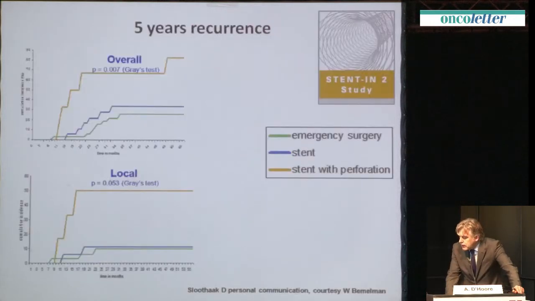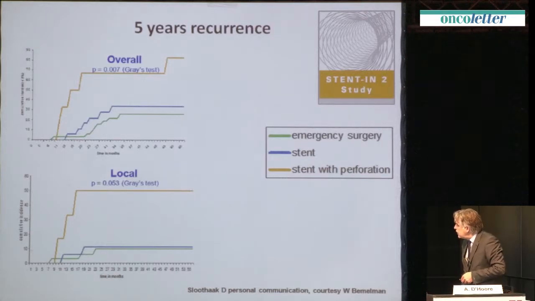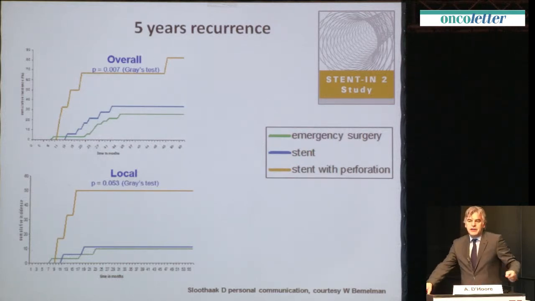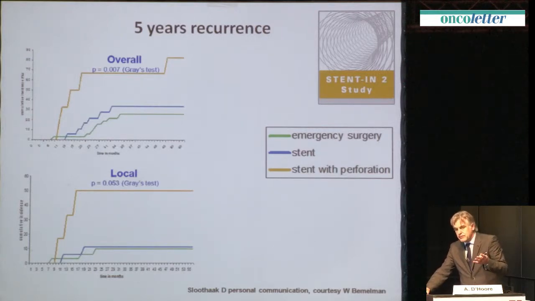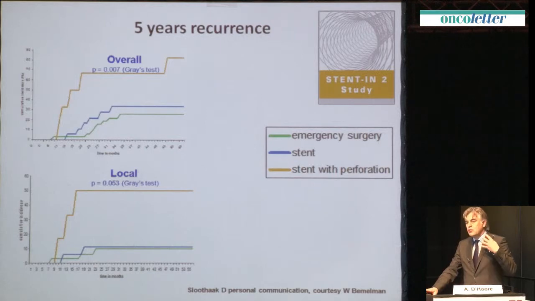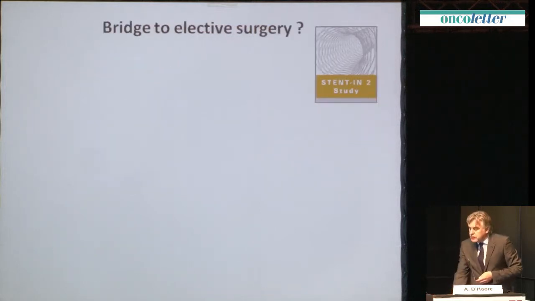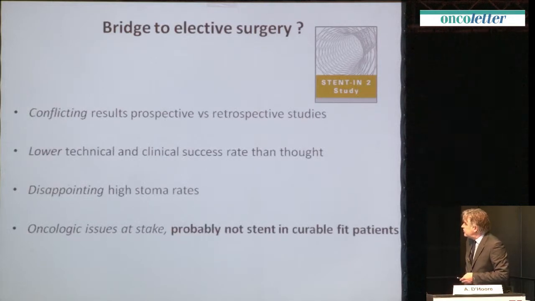And when you look, and I got this slide from Willem Bemelman from the AMC, at the stenting 2 study, in those patients who had a perforation, you see 50–60% developed a local recurrence. So not only is the risk there, 20–30%, that you have a local perforation, but once you have a local perforation, silent or clinical, then you run into trouble in the long term.